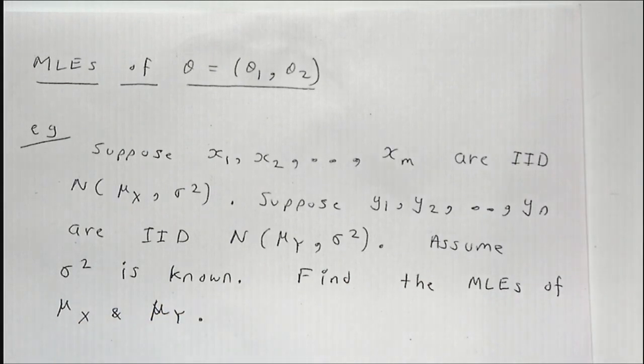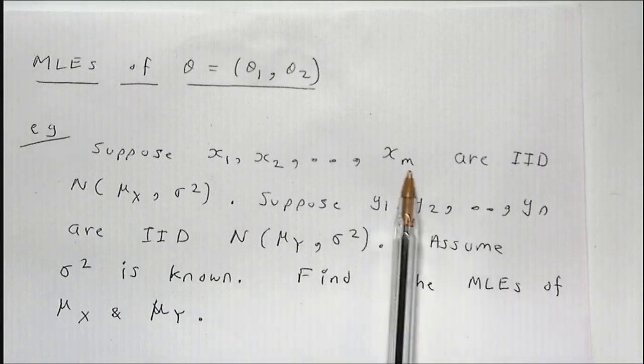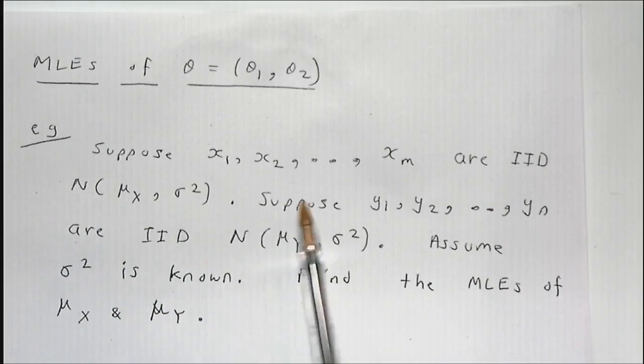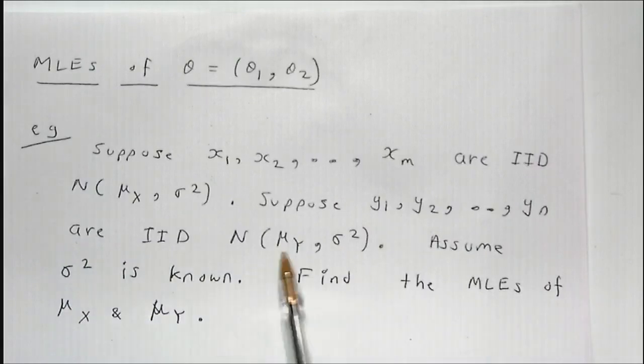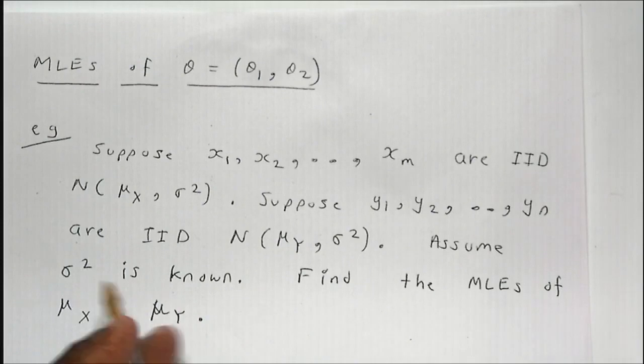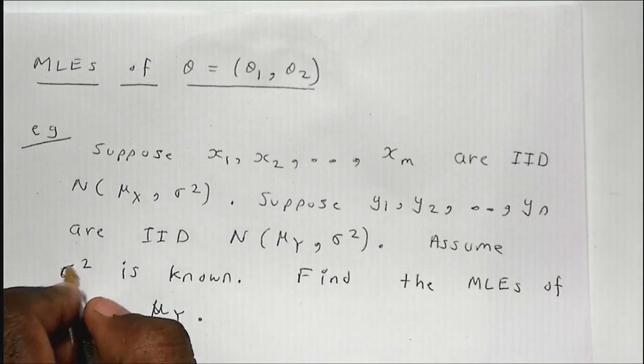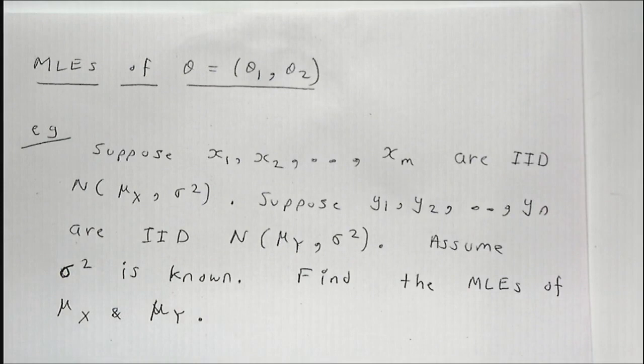Right. The first example is the following. You have two random samples. The first one is x1 to xm IID with this distribution. The second one is y1 to yn IID with this distribution. And we are assuming that sigma squared is known. So the value of sigma squared is known in advance. So the only parameters that are not known are mu x and mu y. So what we have here is a two-parameter problem. So we need to estimate two parameters, that is mu x and mu y, right?